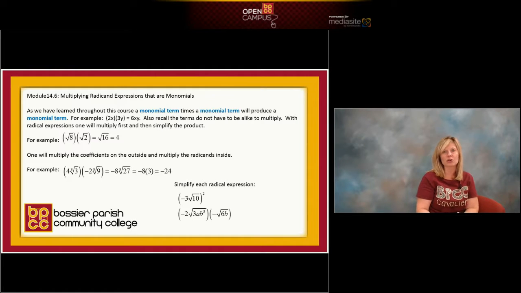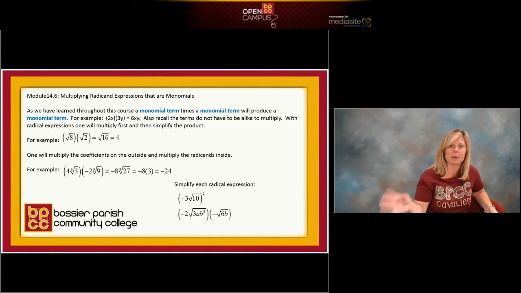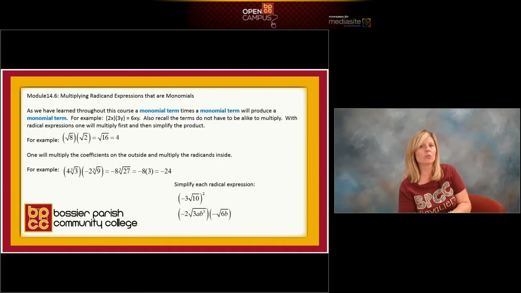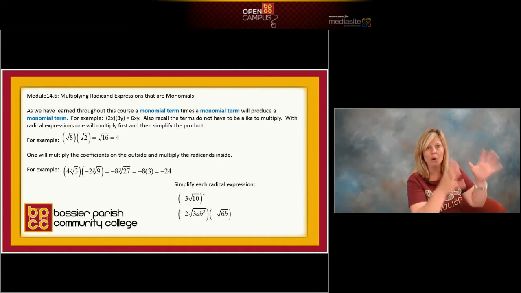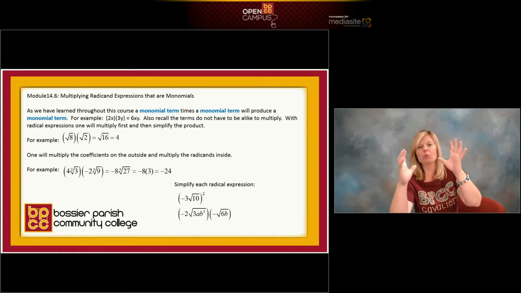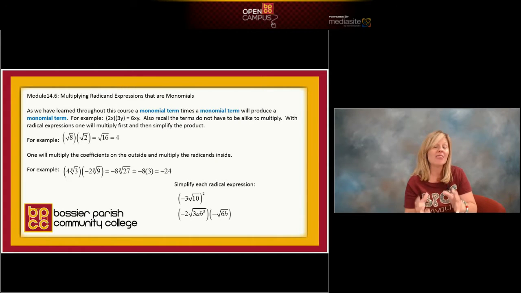But can I leave that answer? Can I leave negative 8 cube root 27? No, because 27 is a perfect cube, and we know the cube root of 27 is 3. So that gives us negative 8 times 3, which is negative 24. So it's real simple. When you multiply a monomial times a monomial, your product, your answer, is a monomial. When we're dealing in radical world, you multiply the coefficients on the outside together, and then you multiply the radicands together. And then you have to make sure your final answer is reduced.